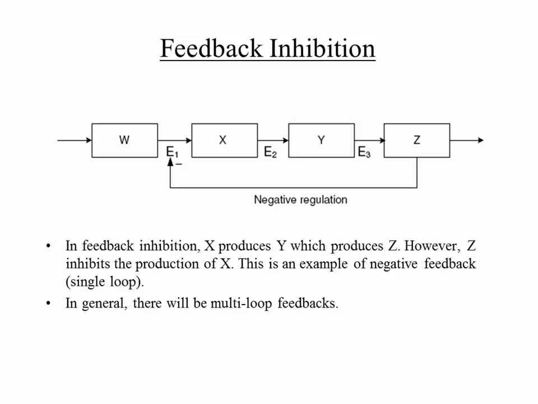So in feedback inhibition, X produces Y, which produces Z. However, Z inhibits the production of X. This is an example of what is called negative feedback, right? It's a single loop, and people in the controls area have seen this all the time. The challenge here is that in biological systems or in living organisms, there are multiple loops like that interacting with each other, all right? So it's a multi-input, multi-output, nonlinear system, right? So that's complex.